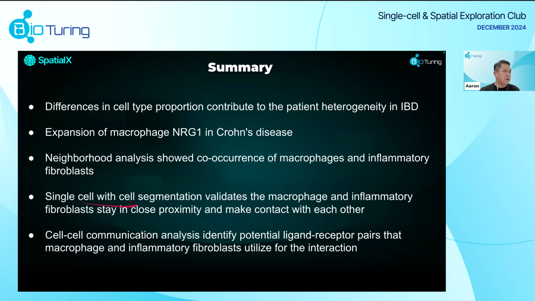And single cell with cell segmentation validates that the macrophage and the inflammatory fibroblasts stay in close proximity, and you can also see cells that make contact with each other, which is a very nice way to validate whether or not these cells may potentially interact. And last, cell-cell communication analysis identifies potential ligand receptor pairs that macrophage and the inflammatory fibroblasts utilize for the interaction, which is a very nice tool for you to identify potential ligand receptors for further analysis.